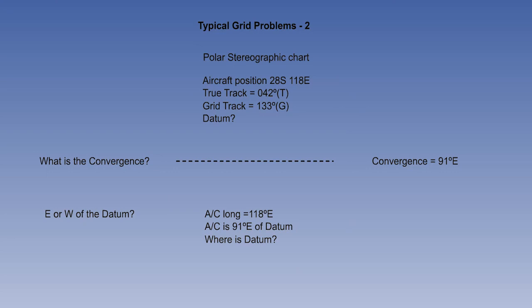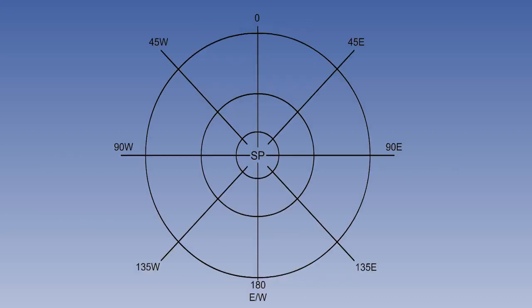If the aircraft is 91 degrees east of the datum and the aircraft is at longitude 118 degrees east, where is the datum? The datum longitude is 027 east. Again, we recommend that you apply the rules, as just shown. It's usually simpler. However, here is the diagram.